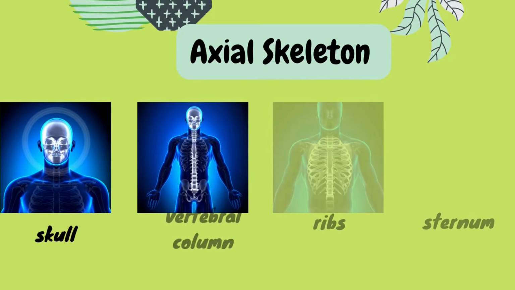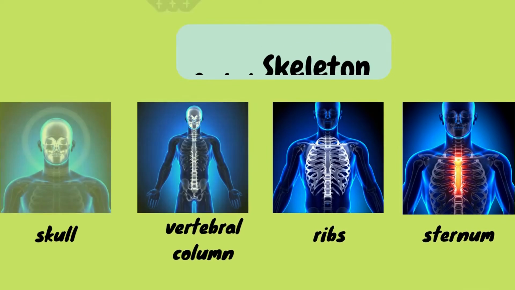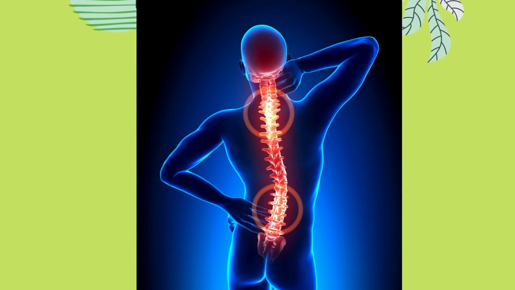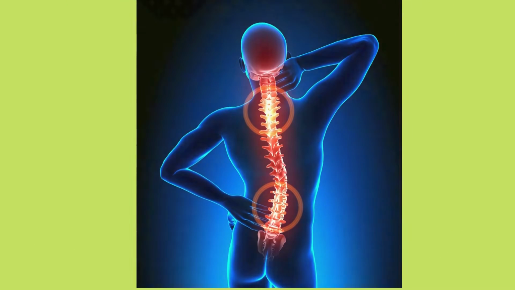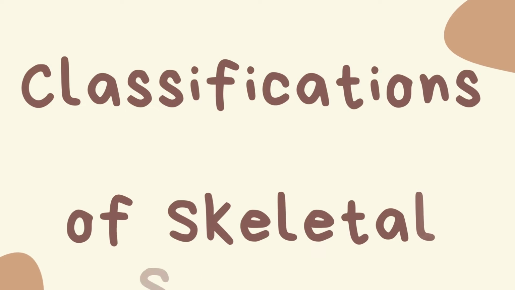appendicular skeleton. The axial skeleton includes the skull, vertebral column, ribs, and sternum. These bones form the axis or framework of the trunk and head. The appendicular skeleton includes the bones of the shoulder, arms, hands, hips, legs, and feet. All other bones of the skeletal system are classified into 4.